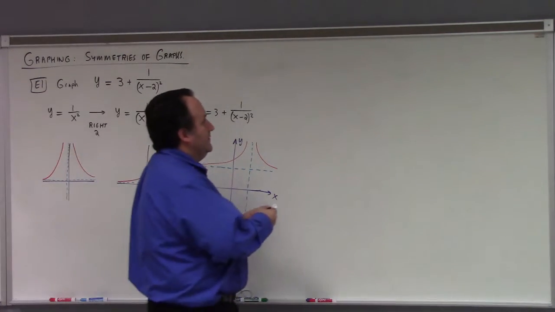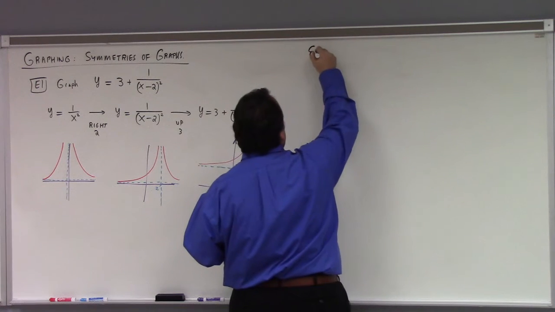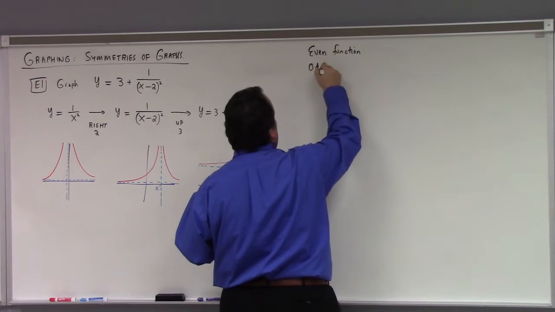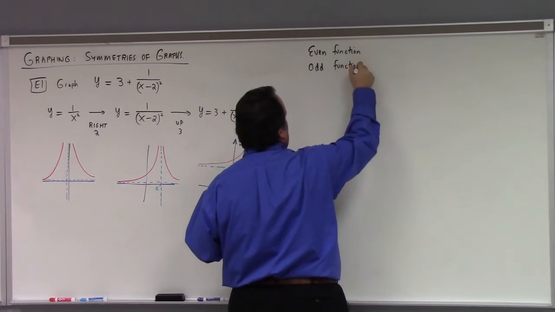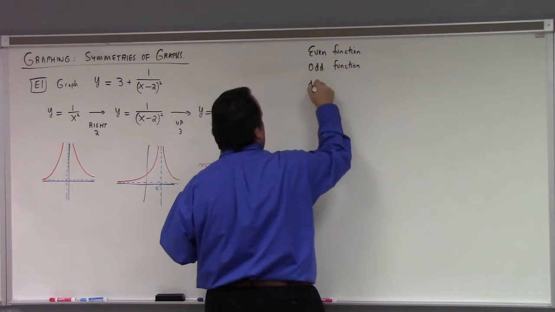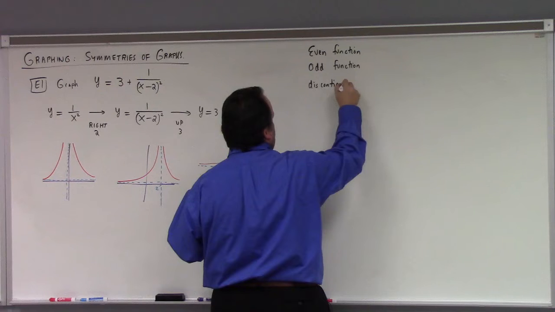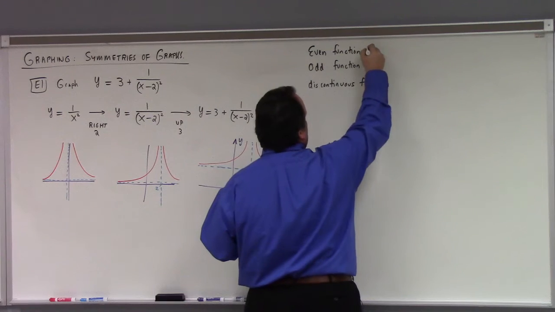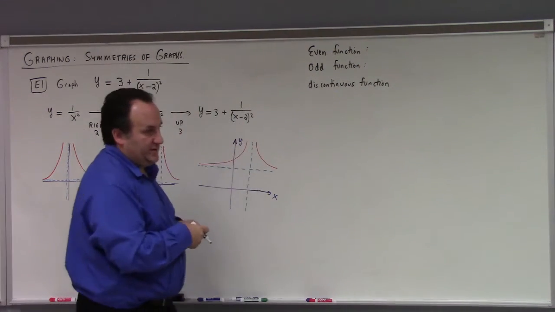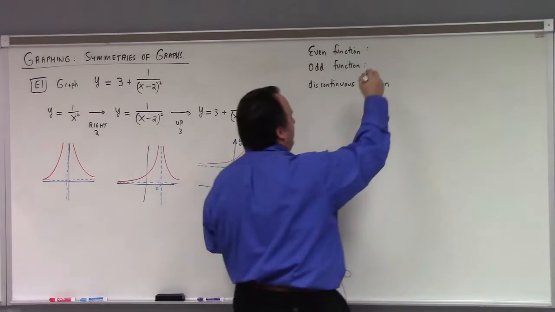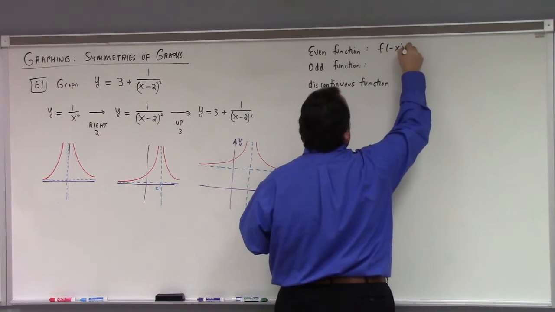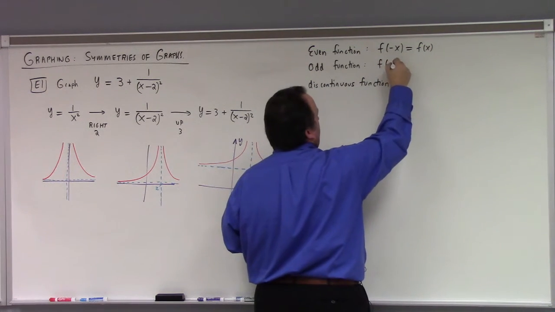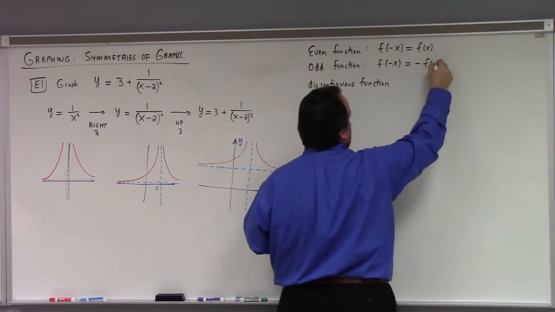So here we go. We have even functions. We have odd functions. And we also have a discontinuous function. I want to try to illustrate those and give you some kind of definition. I can give you a concrete definition of even and odd. An even function is one for which f of minus x is equal to f of x. An odd function is one for which f of minus x is equal to minus f of x.